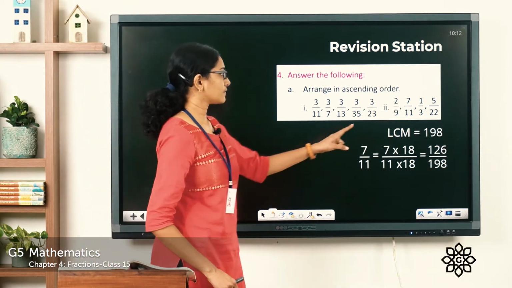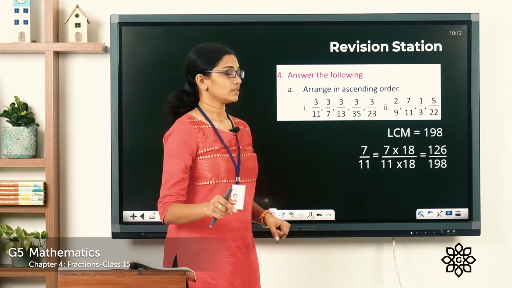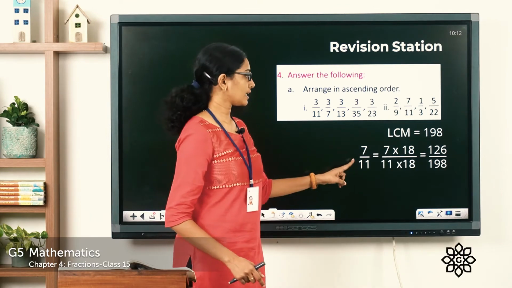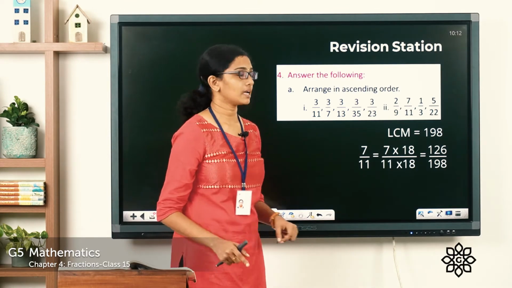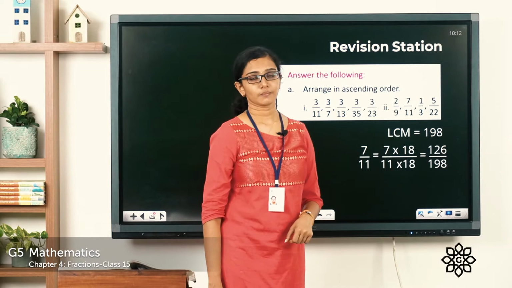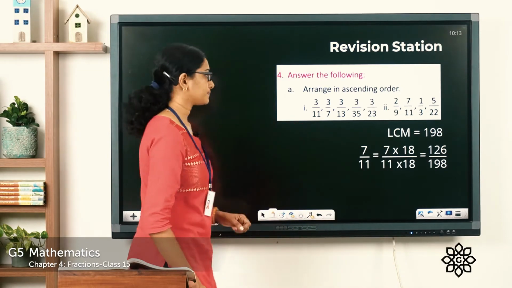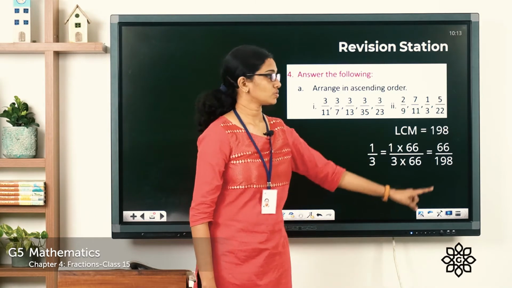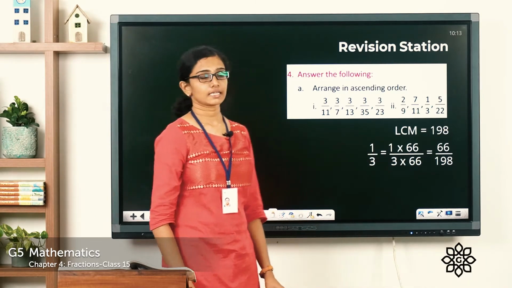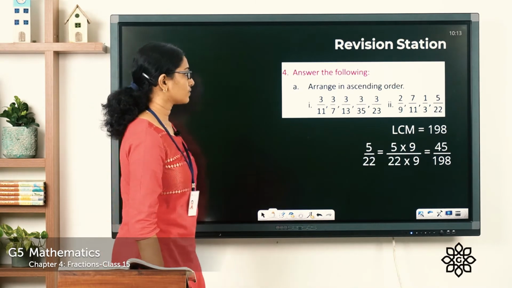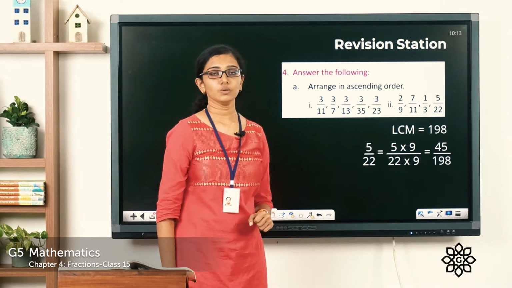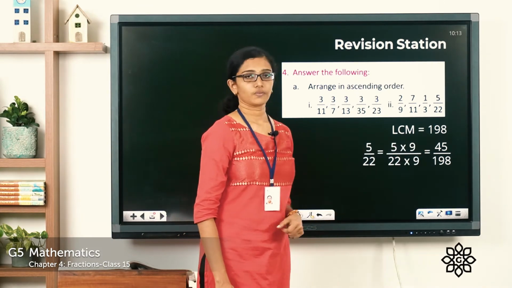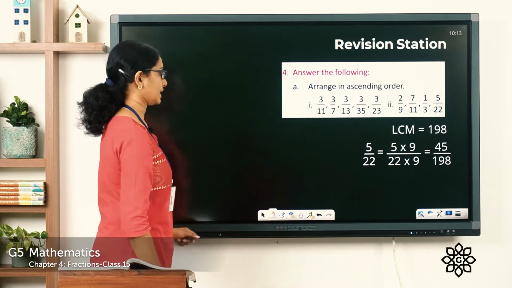Now let's see the second fraction, 7 by 11. When we do a similar operation, we get the equivalent fraction of 7 by 11 as 126 by 198. And the third fraction, 1 by 3 will be equal to 66 by 198. And the fourth fraction, 5 by 22 will be equal to 45 by 198.